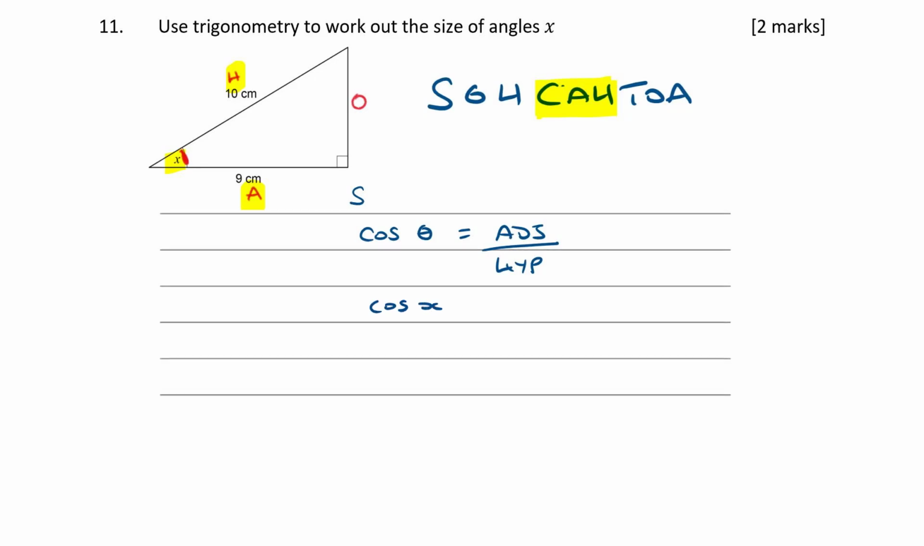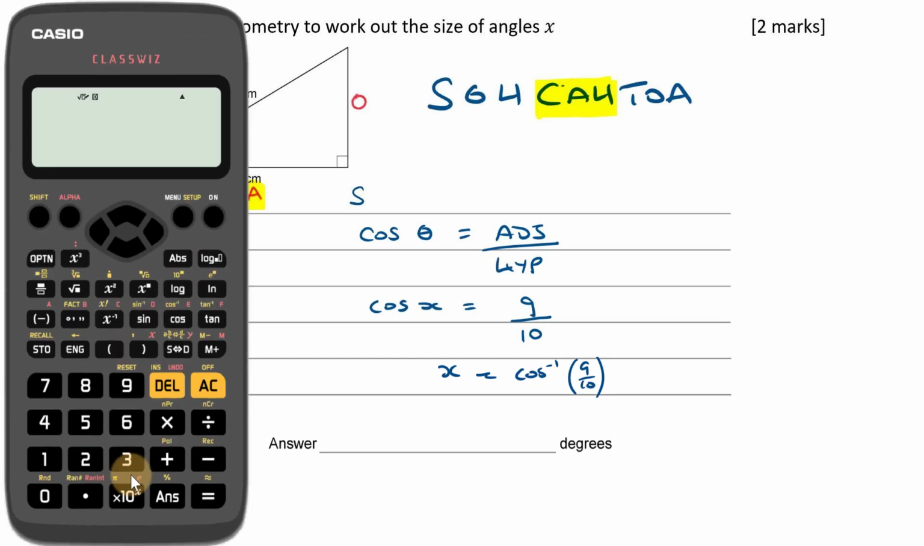Cos, well, it's x in this case, not theta. Adjacent is 9 and the hypotenuse is 10. So the cos of x is 9/10, so x is going to be the inverse cosine of 9/10. Reaching for the calculator, shift cos 9 divided by 10 comes out to 25.84, which we're just going to round off to one decimal place, 25.8.